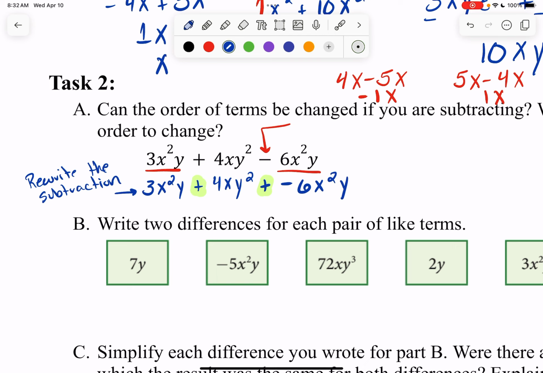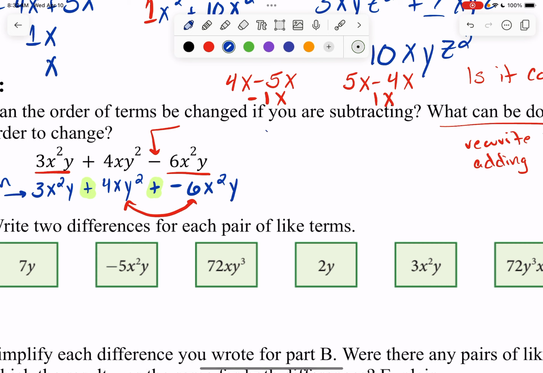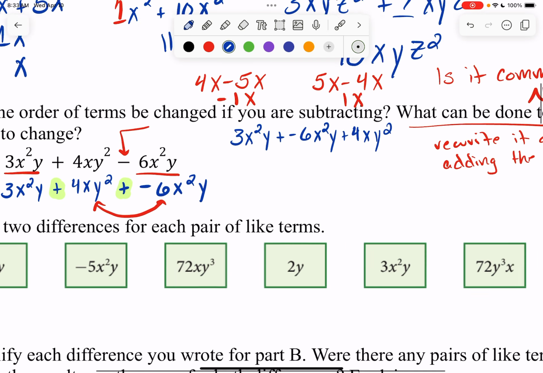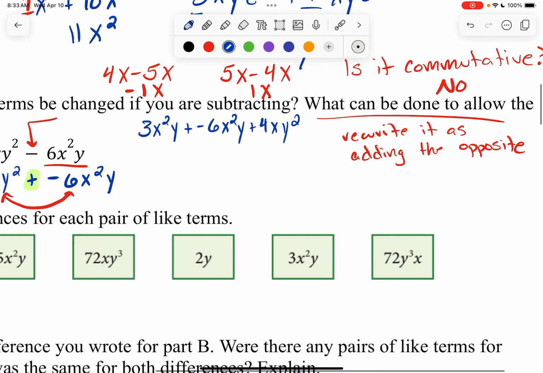Now I'm going to reorder. I'm going to flip these two around. That is the commutative property. So my next step, I would have 3x to the second y plus a negative 6x to the second y plus 4xy to the second. My reason for that is the commutative property. Basically what I did is I got my like terms next to each other. Now, order of operations, I can add these two.